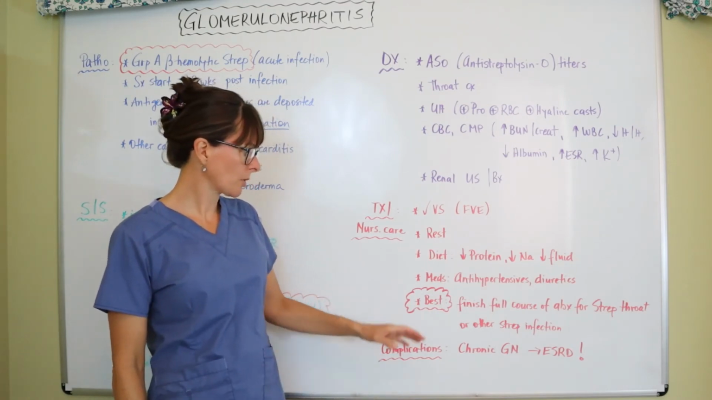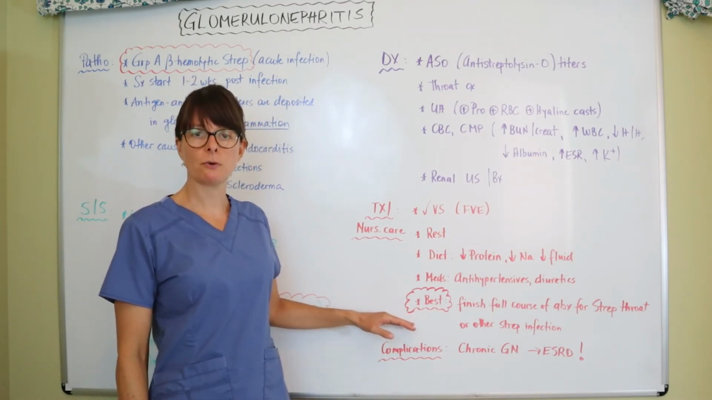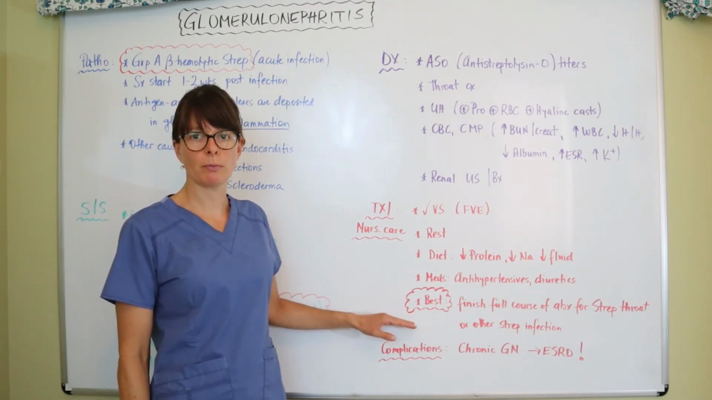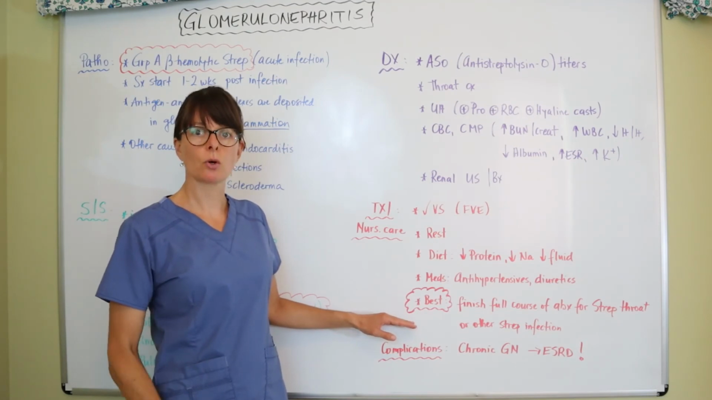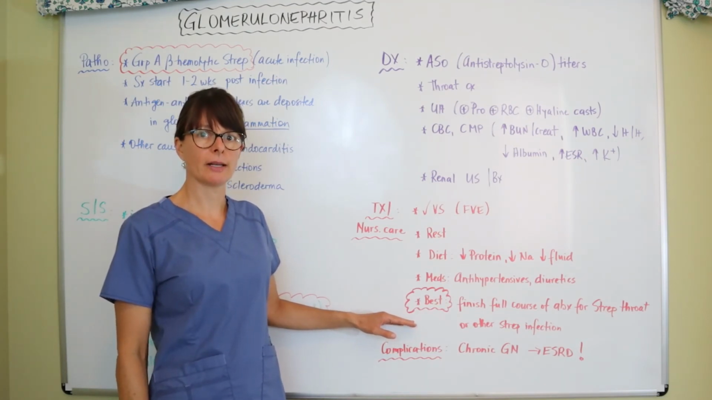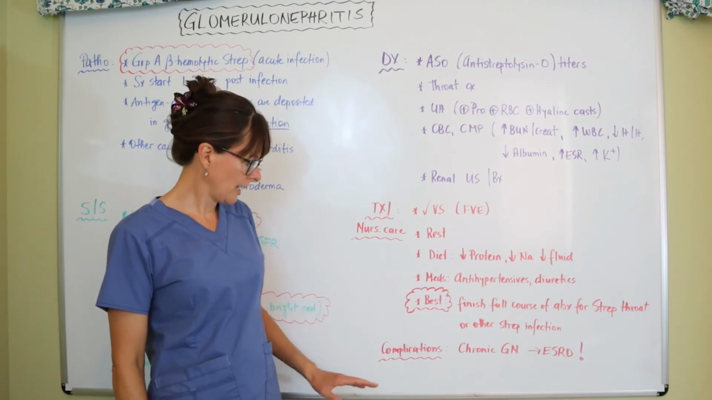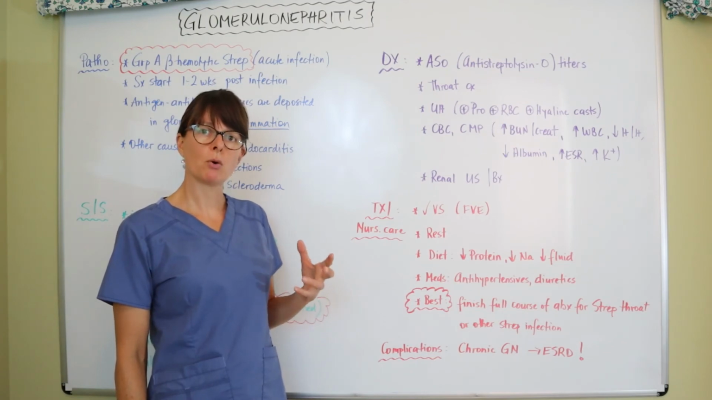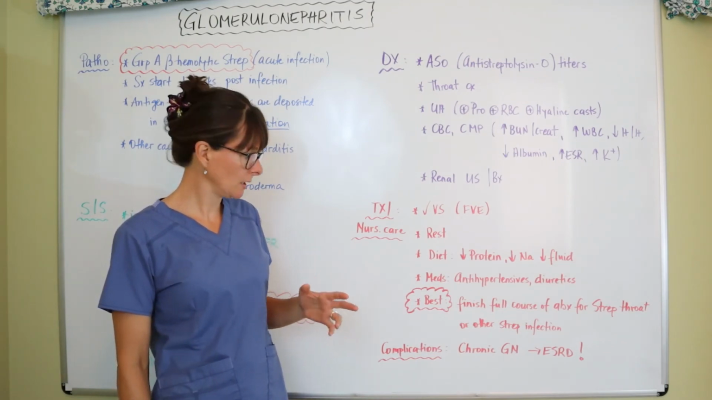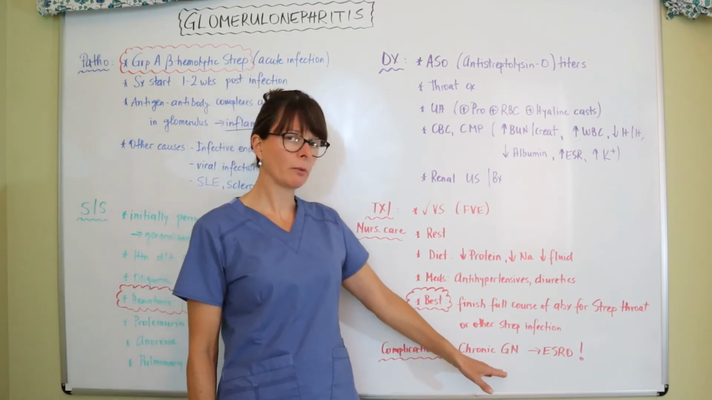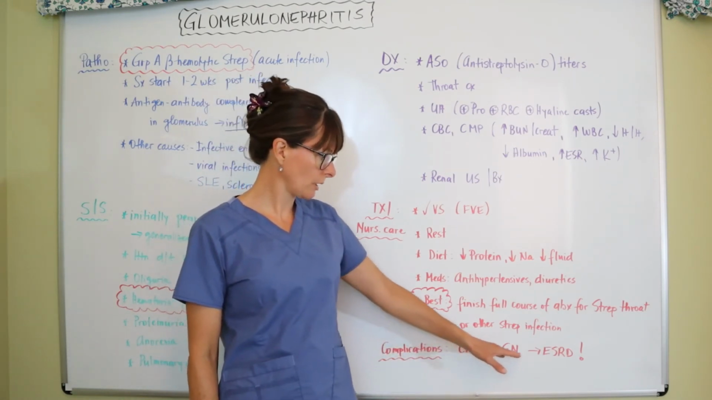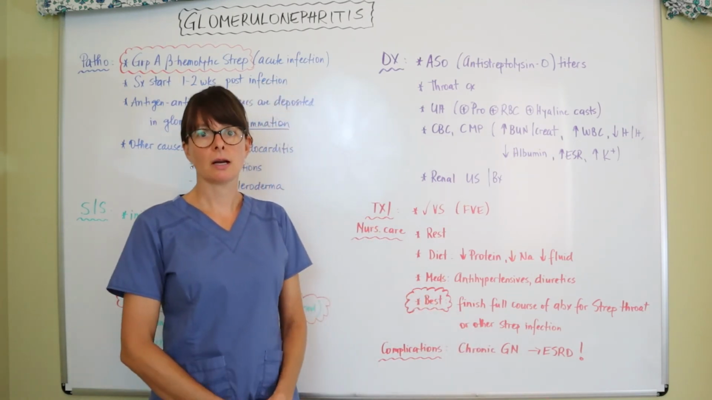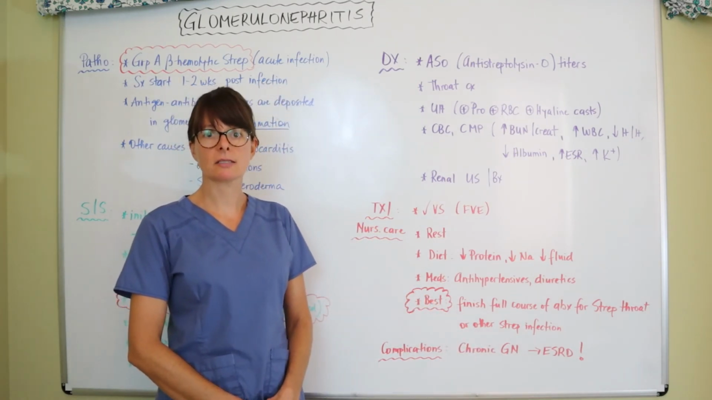So the most important part is that we teach our patients to finish the full course of the antibiotics as it was prescribed, even if you do feel better after a few days, to make sure that all of the bacteria are eliminated out of their system. And then for complications, glomerulonephritis, this acute post-infectious inflammation of the kidney, can lead to chronic glomerulonephritis, which then in turn can lead to end-stage renal disease, chronic renal failure, and patients might end up on dialysis if it gets really severe.